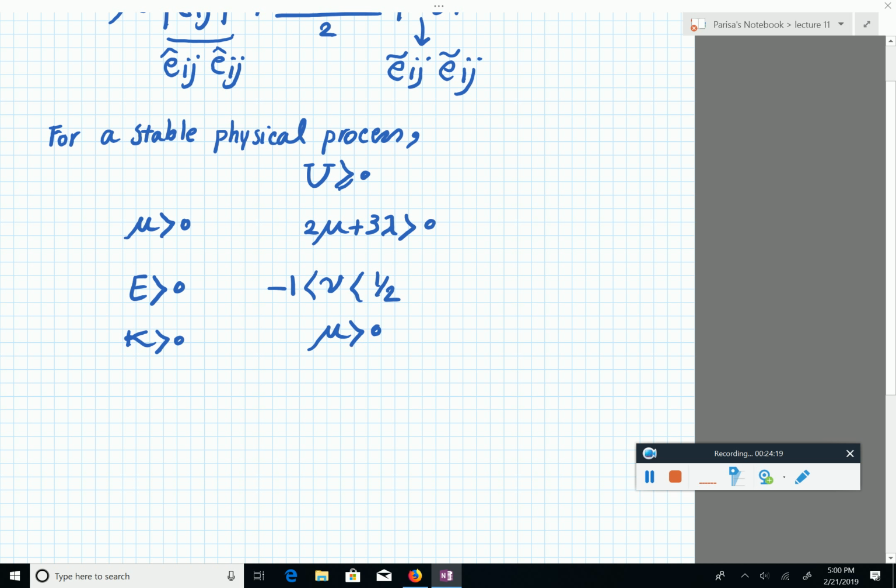So in the processes that we deal with, when everything is stable, stability corresponds to having some of them positive, and then you see Poisson's ratio, for example, could have a range.